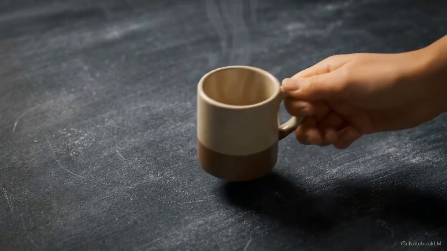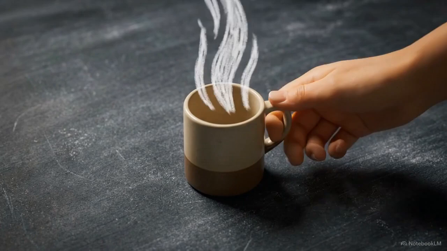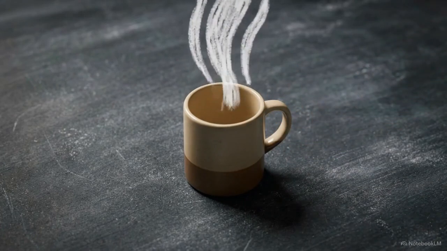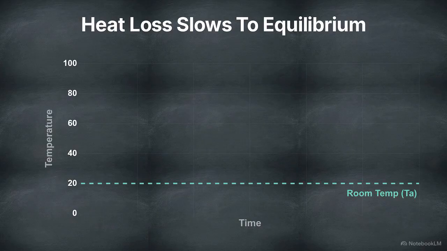When you set a boiling hot mug on a table, it begins to follow Newton's law of cooling. This chart tracks the coffee's temperature as it sits in a room. At the very beginning, when the coffee is much hotter than the air around it, the temperature drops rapidly.